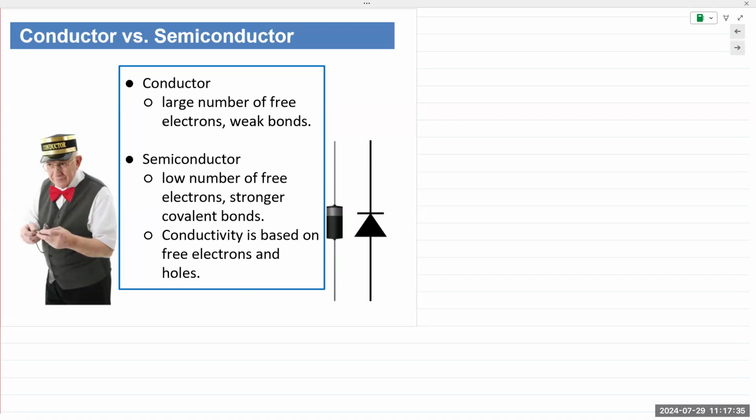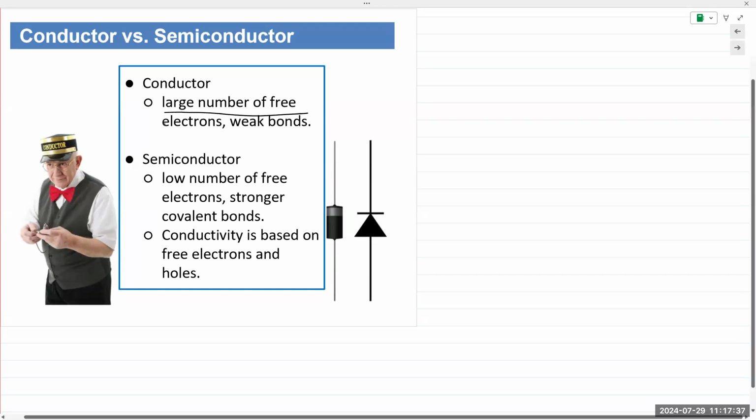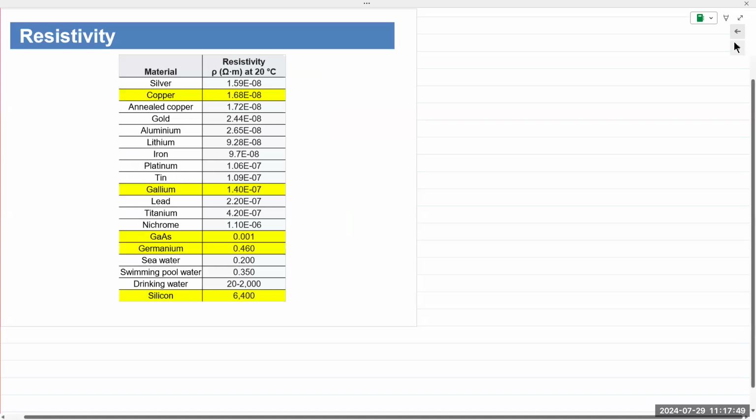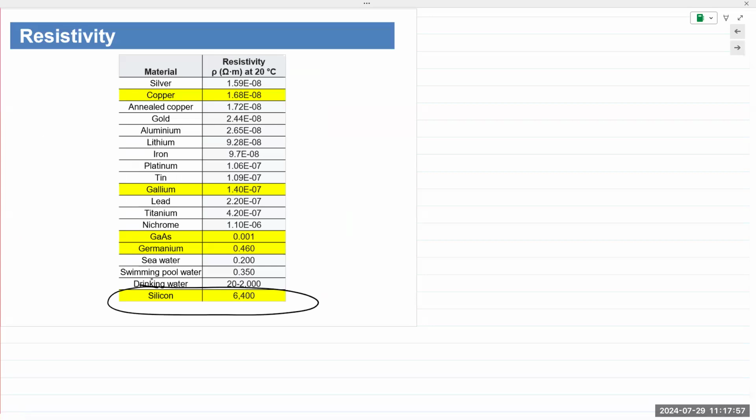Again, a conductor has a large number of free electrons. Semiconductors can function as an insulator or as a conductor depending on what we add to that material. Okay. So right here at the bottom of this table is our silicon. This table shows you the most common materials that we use in electrical circuits and their resistivities.